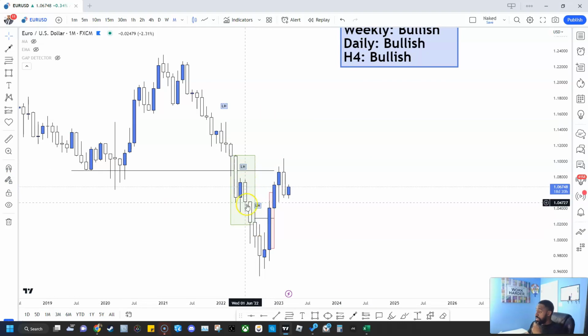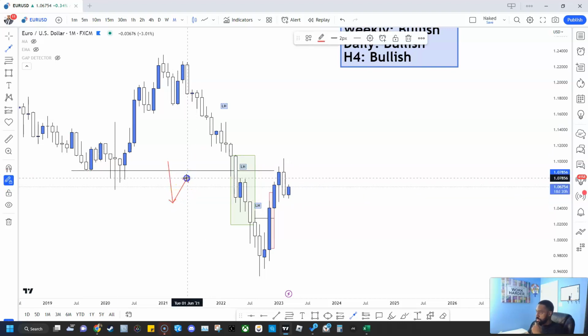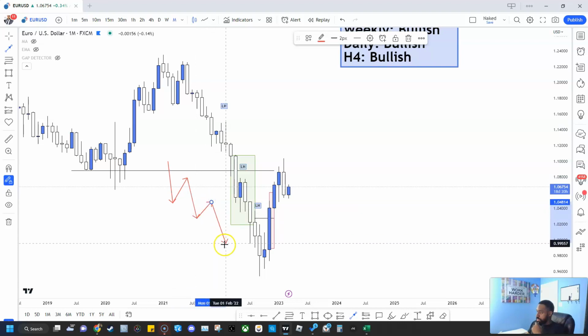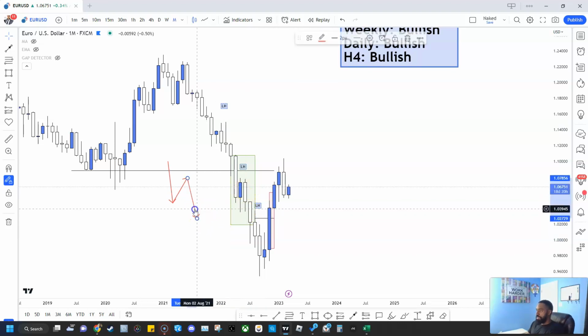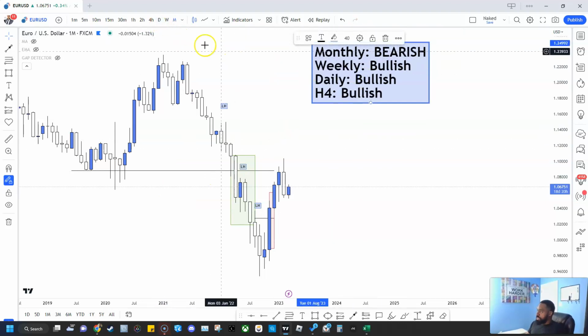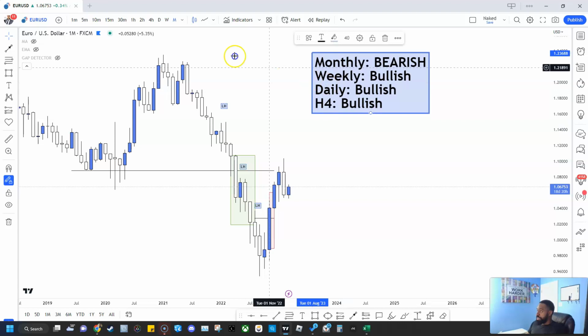So this means in a lower time frame, it should look something like this. Something like that along those lines. So it should be some type of break of support, come back up to retest. Another break of support, come back up to retest along those lines, right? And we can confirm that when we go on the weekly, daily, H4. Alright, so monthly bearish.